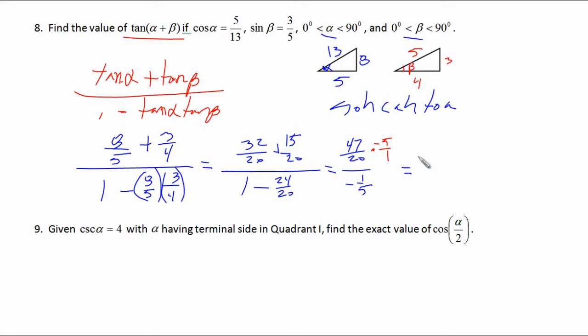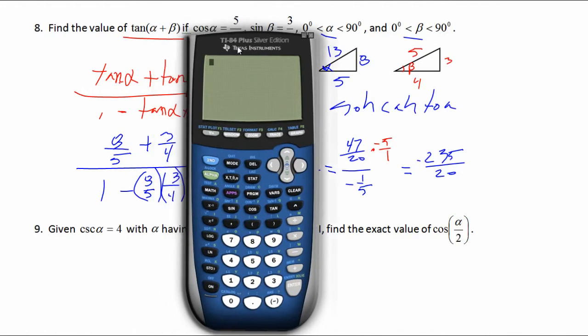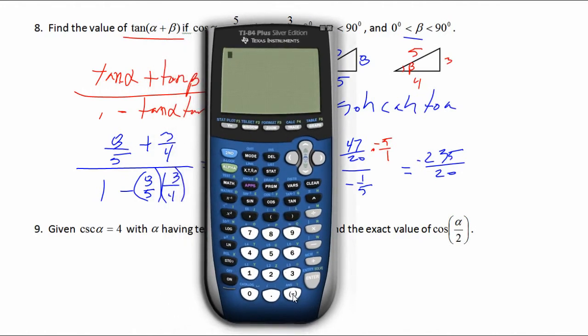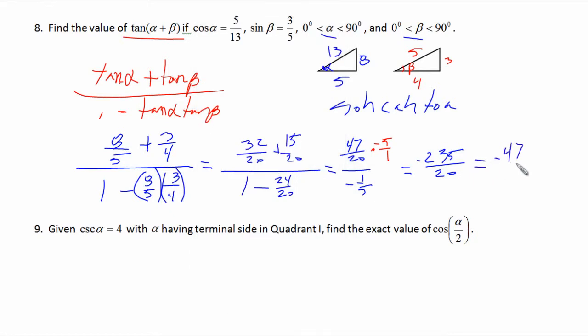That's going to produce -235/20. And it looks like 5 definitely goes into all those. I'll pull up the calculator here. We'll make it easy. I have -235 divided by 20. There's my fraction. We'll hit math, enter, and it's -47/4.